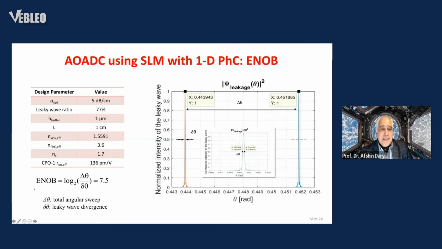So we have optimized these designs, and we have used the CPO1 chromophores in the PMMI host material, where we end up with 136 picometer per volt as an effective R33. And as a result of it, we end up with 7.5 effective number of bits. And you see the diffraction angle delta theta, and the zoom in feature of it is shown in here, as well as a total swing that you're going to see between positive and negative applied voltages.